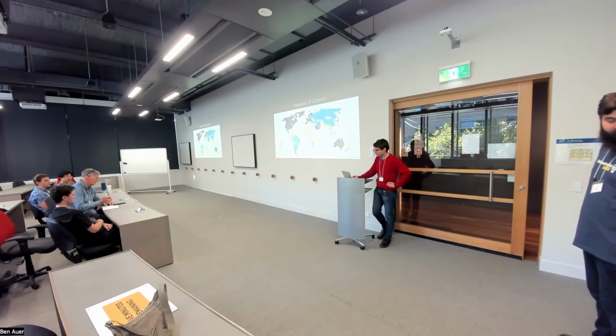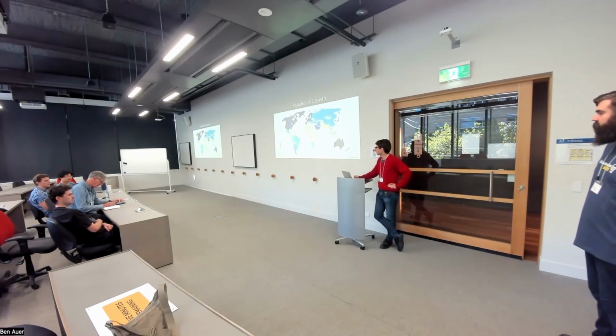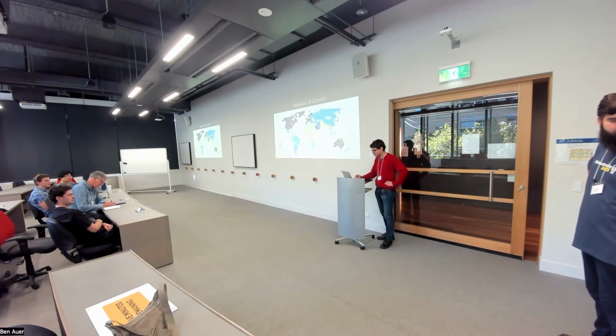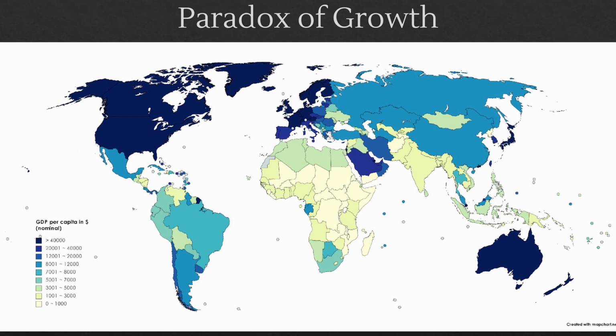Let me first start by introducing what I'm calling the paradox of growth, or people have given it different names. You can get a sense of it just by looking at this map, which shows the countries of the world by GDP per capita. GDP stands for gross domestic product. It's the standard measure of the level of wealth, income or productivity of a region or a country in a given year. And per capita means per person, so obviously you want to adjust for the number of people in a country.